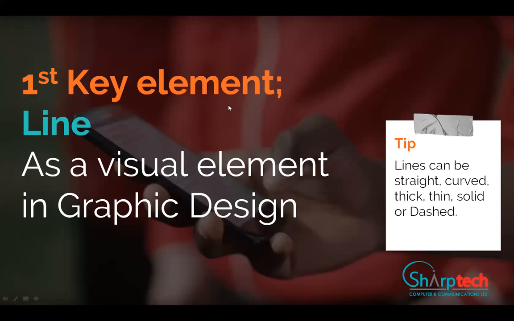So the first key element of design is a line. A line is used as a visual element in graphic design. You should also note that lines can be straight, curved, thick, thin, solid, or dashed. All these are different categories of lines.